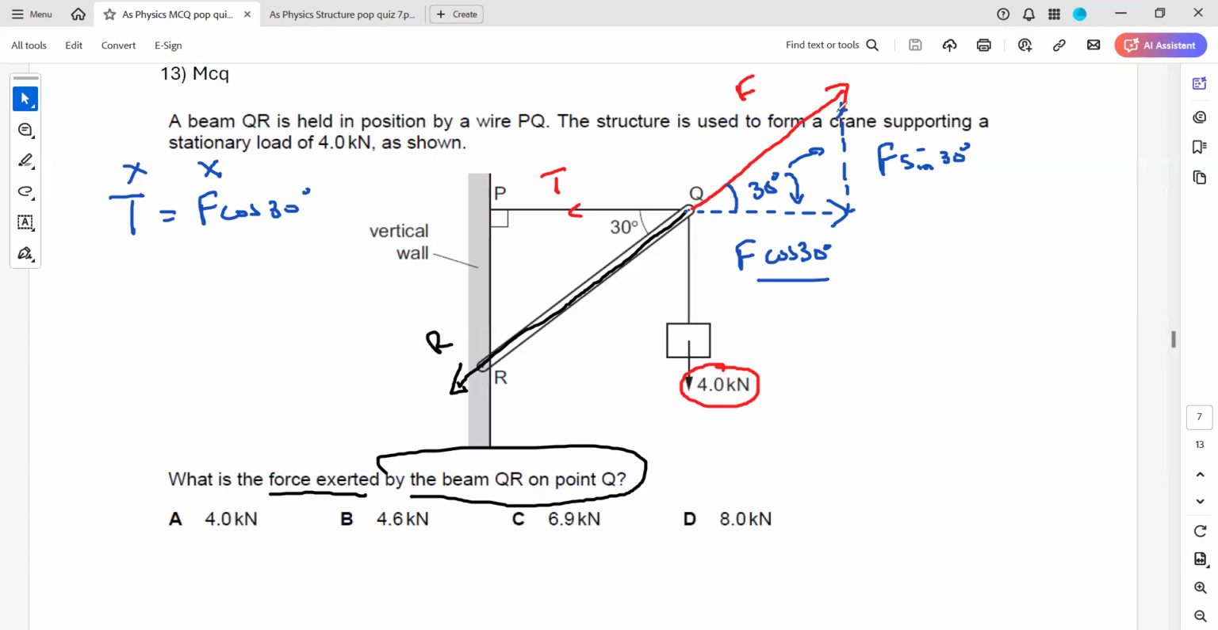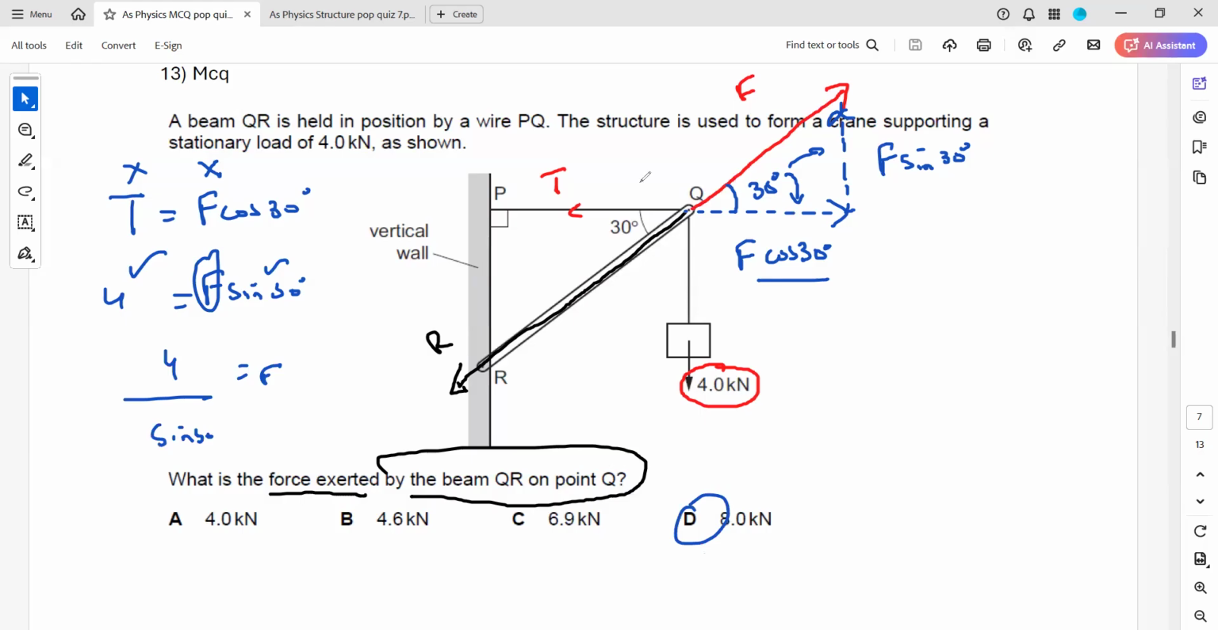But when I use the vertical component, which is upward, F sine 30 is acting upward and balances with the 4 kilonewton, which is acting downward. Why did I not convert the 4 kilonewton into 4,000 newton? Because all the options are in kilonewton. That's why I did not convert the units. So I have 4, and I know the value of sine theta, so I can find F. So 4 divided by sine 30 will give us the value for F. That's why D will be the right answer. Is it clear?